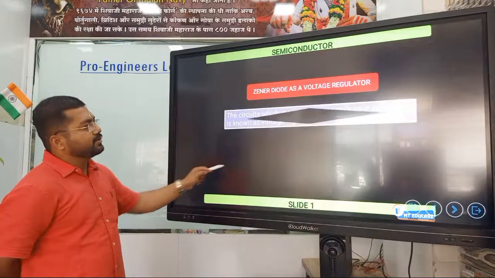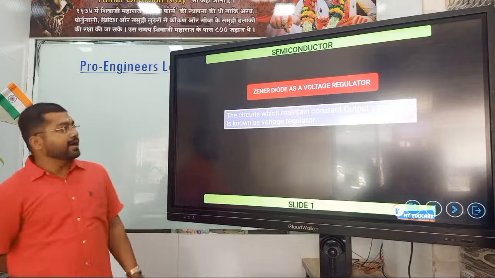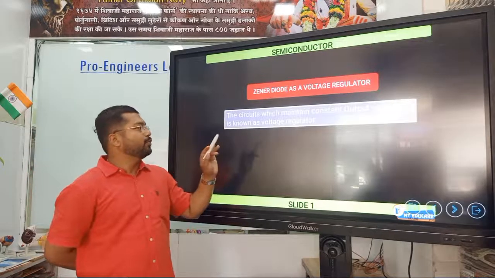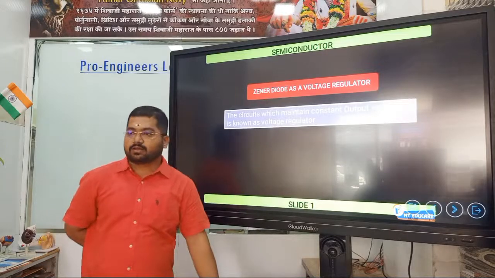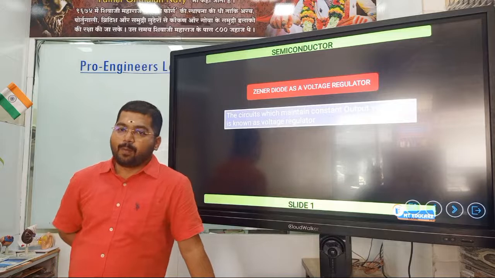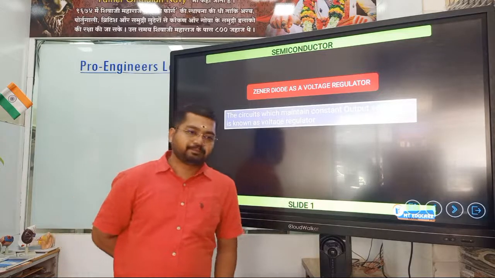So Zener diode as a voltage regulator. तो मैंने जैसे कहा, उसका एक special application क्या है? Zener diode as a voltage regulator. The circuit which maintains constant output voltage is known as a voltage regulator. Circuit which maintains constant output voltage. सर ये क्यों काम आएगा?